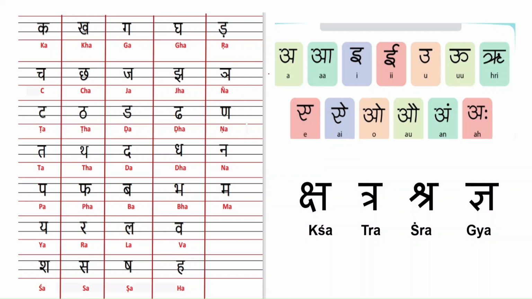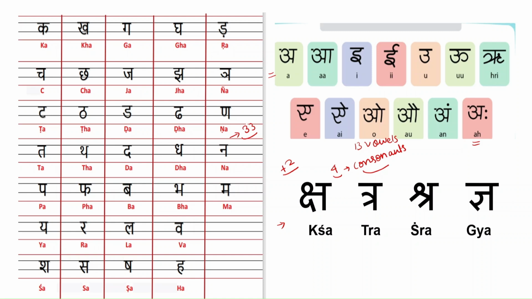These here are 13 vowels. These are consonants. These four are also consonants. These four are conjunct consonants. A conjunct consonant is formed by combining two or more consonant sounds. Alright, there are also two special consonants, and of course we will cover all that in this course.